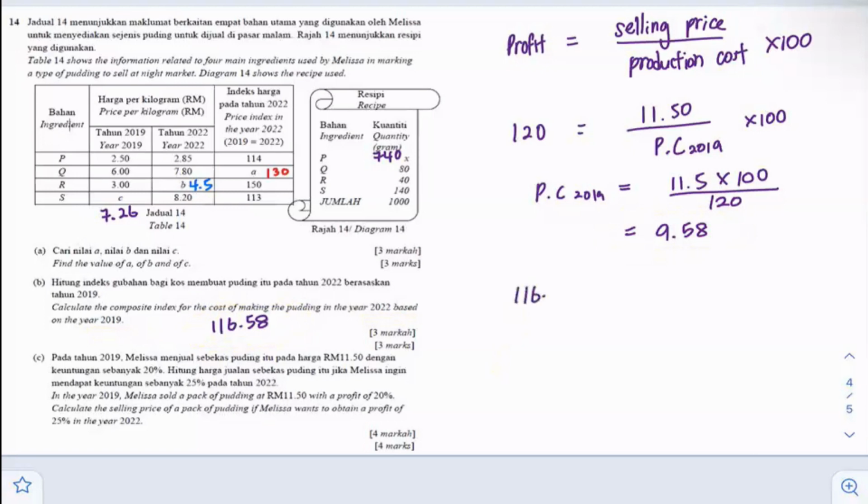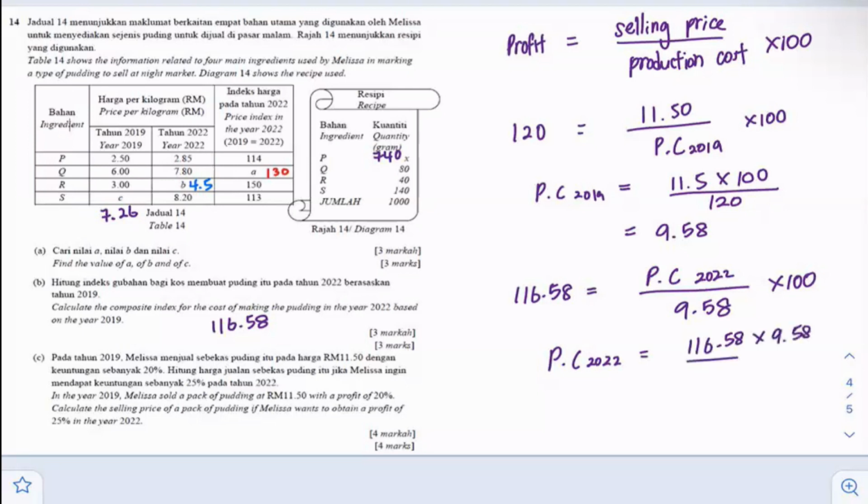So 116.58 will be equal to production cost in 2022 divided by the production cost in 2019, which is 9.58 here, multiplied with 100. So your production cost for 2022 will be equal to 116.58 multiplied with 9.58 divided by 100. You will get 11.17. So this is the production cost in 2022.